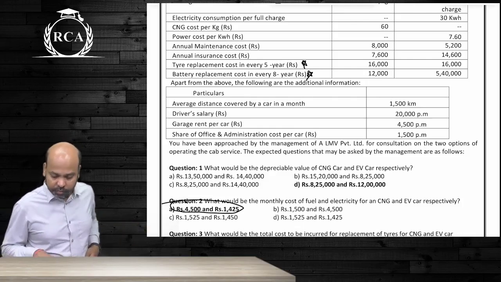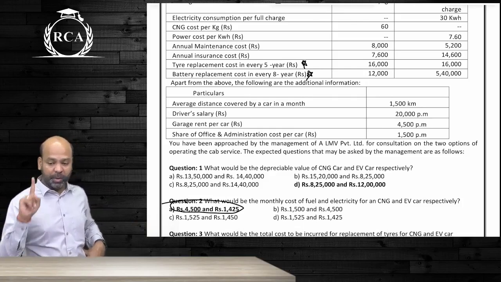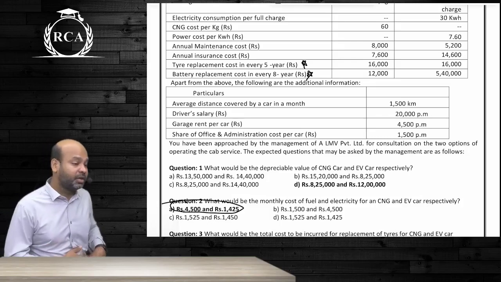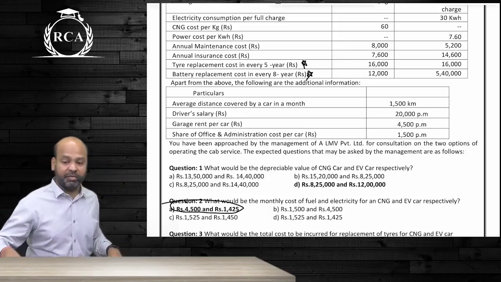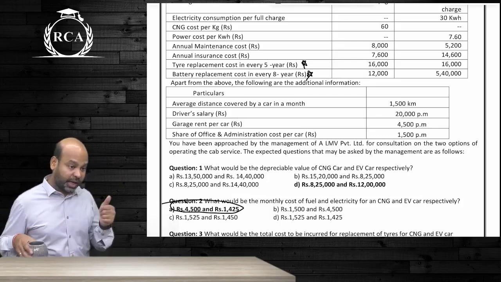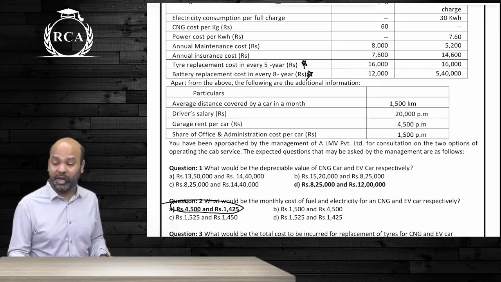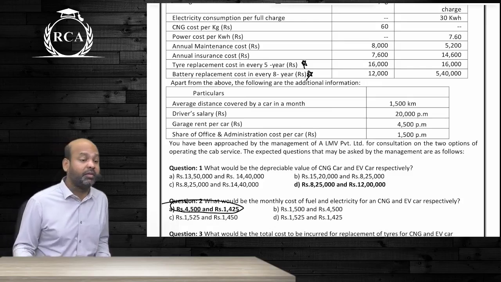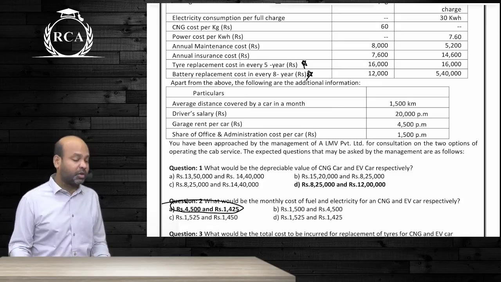Yes or no? The life of an EV is how many years? You will replace tires only once, at the end of the 5th year. Tires need replacement every 5 years, guys. So in case of a CNG car, you're going to do it twice, one at the end of the 5th year, one at the end of the 10th year. In case of an EV, you're directly going to do it at the end of battery replacement cost, guys.